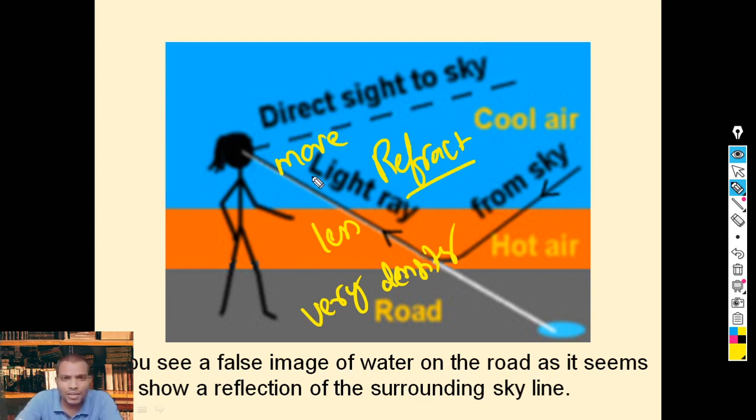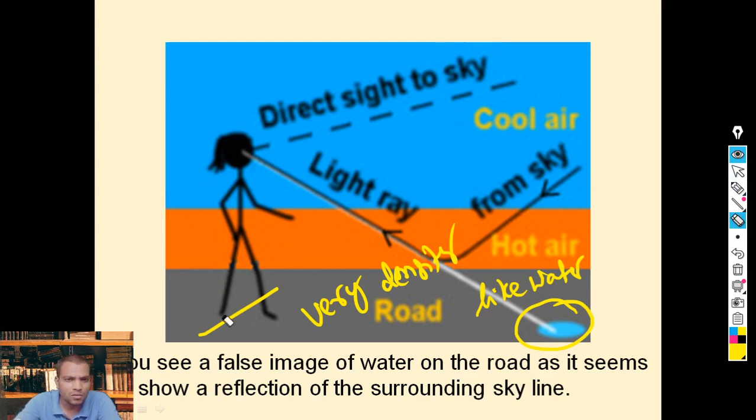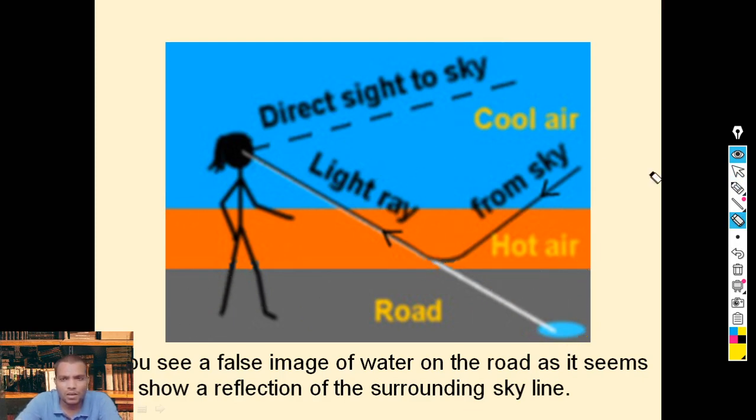Because of the different densities present in that situation, whatever object is nearby, its reflection will be formed on the road like water. It's like water. This is what we call a mirage. This is happening because of refraction. We can say this is because of atmospheric refraction also, but here we can say it in terms of refraction.